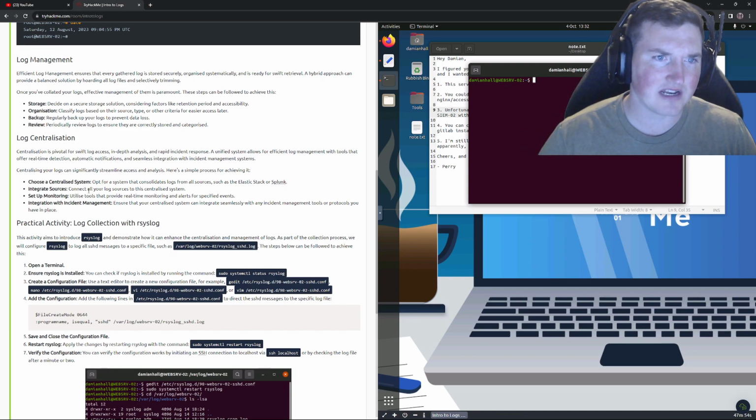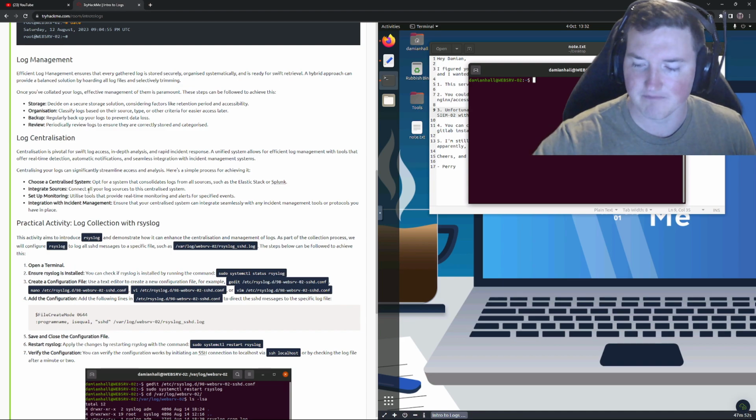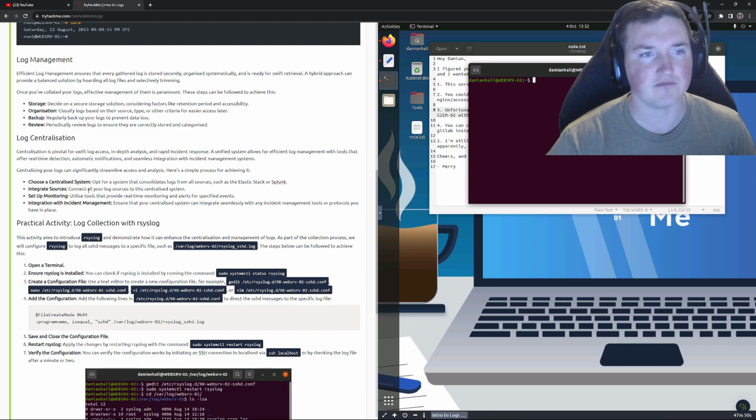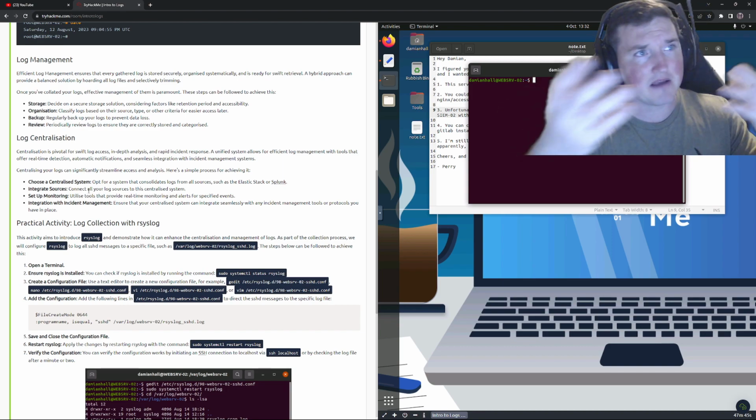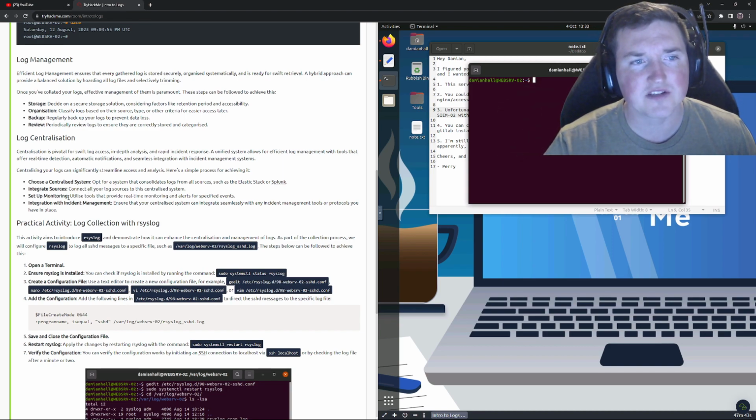Now, integrate sources. Connect all your log sources to this centralized system. That's part of the system, right? You figure out the system you want to store them in. Now you start pulling them in and aggregating them. Then you set up monitoring.